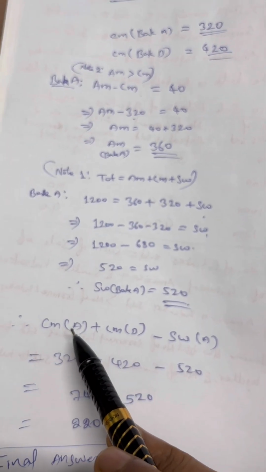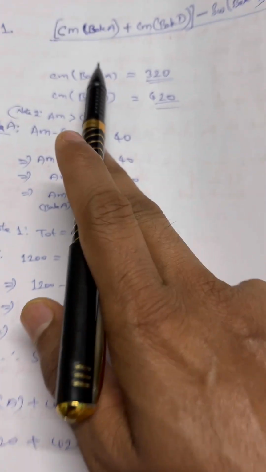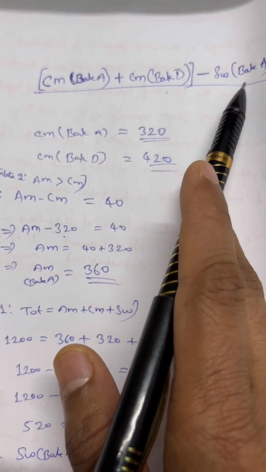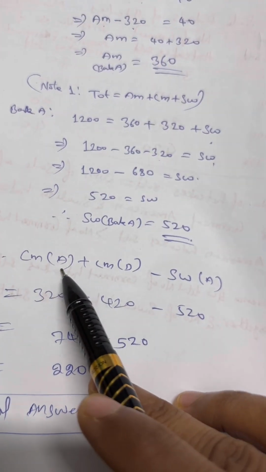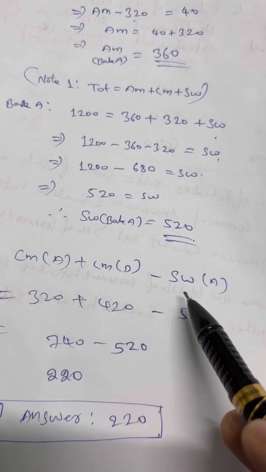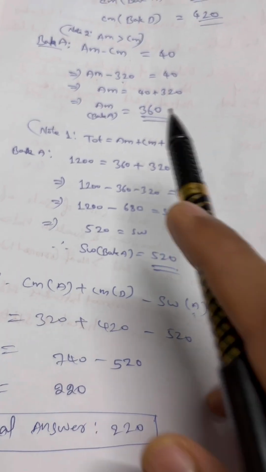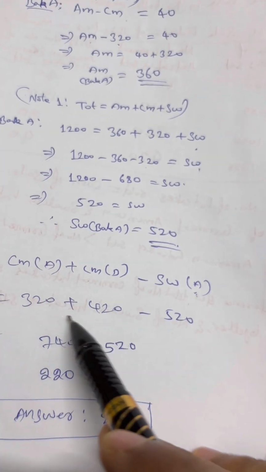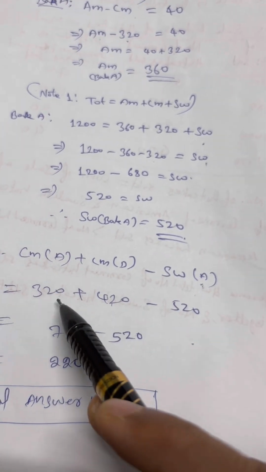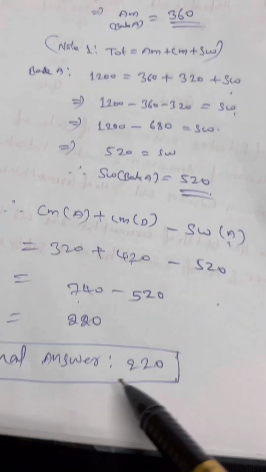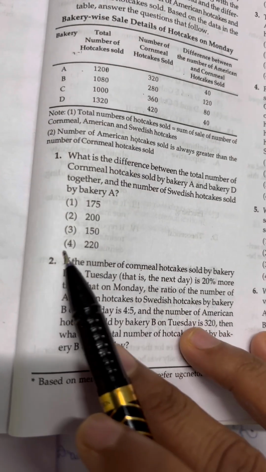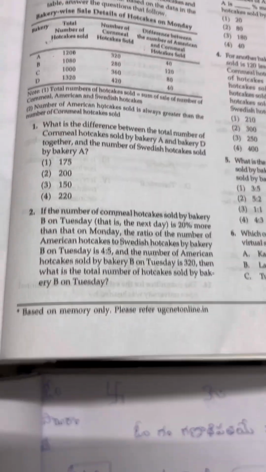Now, what is the question? CM of bakery A and bakery D, minus Swedish of bakery A. So we have to take A cornmeal plus D cornmeal minus Swedish of A, which is bakery A. That is 320 plus 420, minus Swedish, we got 520. So 320 plus 420 is 740, minus 520, that is 220. So our final answer is 220. So here the options are 175, 200, 150, 220. So option 4, 220 is the right answer. Right, this is the first question.